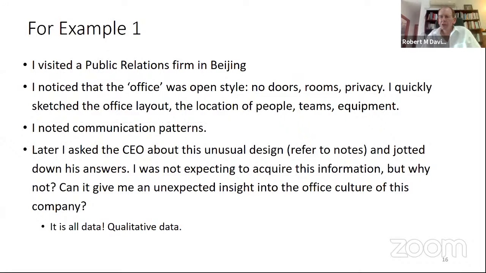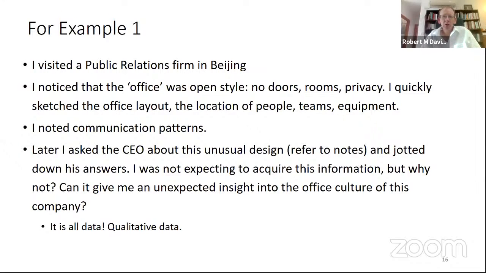On this slide, number 16, I'm showing you some information about a company I visited in Beijing. This is a public relations company. And when I got to their office, I found that the architecture was a little unusual. You open the door and you see this enormous room. And then you see the walls and lots of people, but there are no individual offices. There's no privacy. Even the CEO has no office.